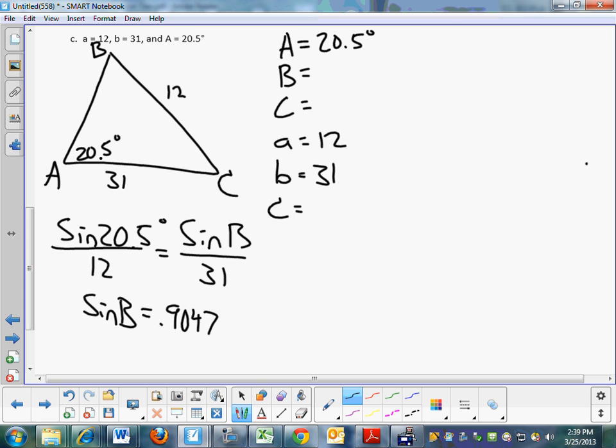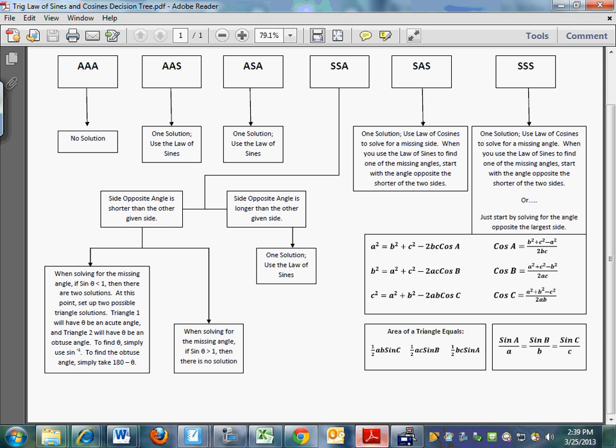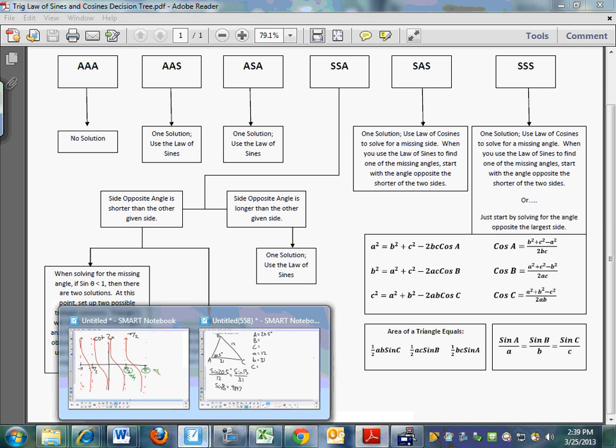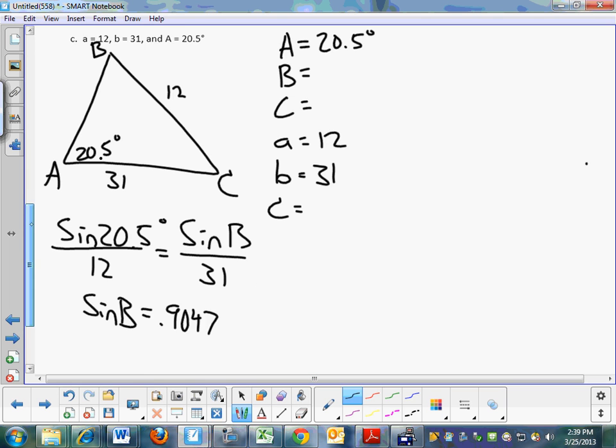Okay, what does that mean? Look at your chart. Your chart says, when solving for the missing angle, if sine of theta is greater than 1, then there is no solution. Is sine of theta greater than 1? No. Look at your other side. When solving for the missing angle, if sine of theta is less than 1, then there are two solutions. At this point, set up two possible triangle solutions. That's what I do.